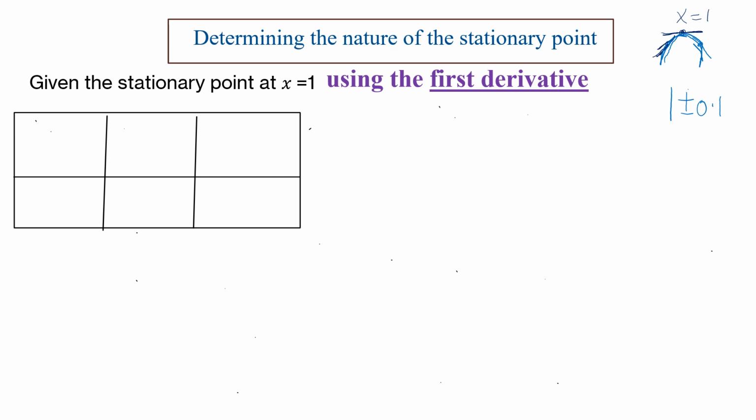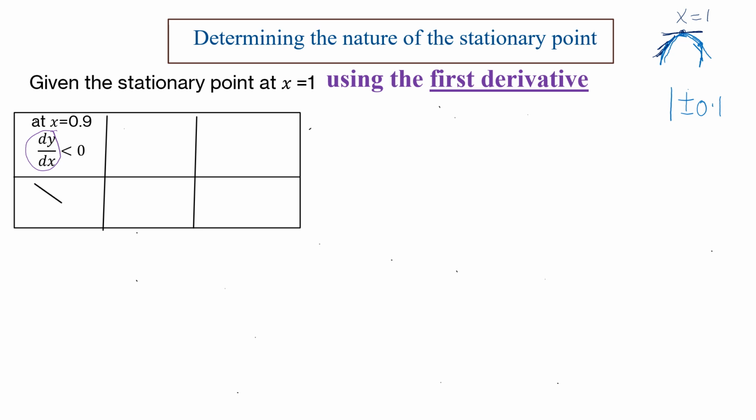All right, so 1 minus 0.1 gives us x equals 0.9. And you're going to substitute x equals 0.9 into your dy over dx, whichever gradient function you have found after differentiating your y. And if you happen to get the value to be negative, it means you're getting a negative gradient. And how do you draw a line with negative gradient? Yes, you will look in this direction.